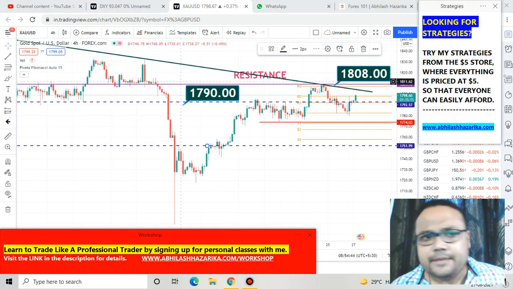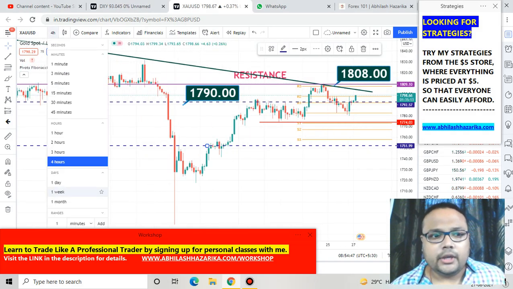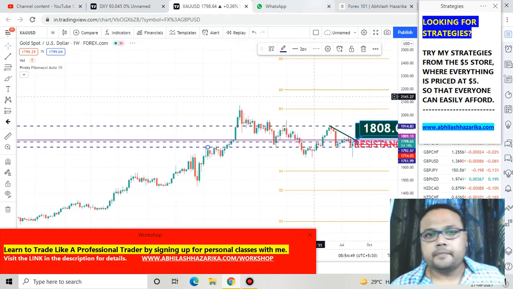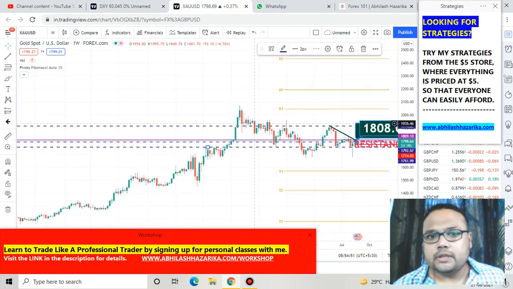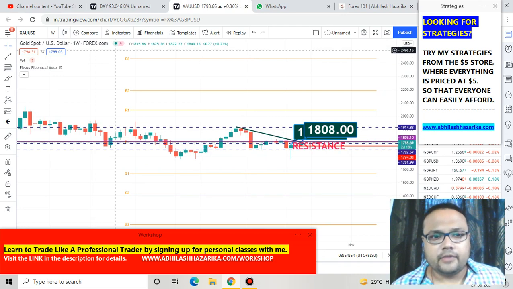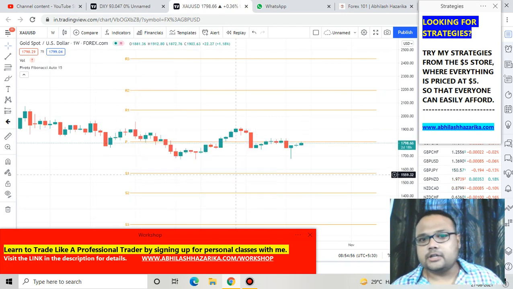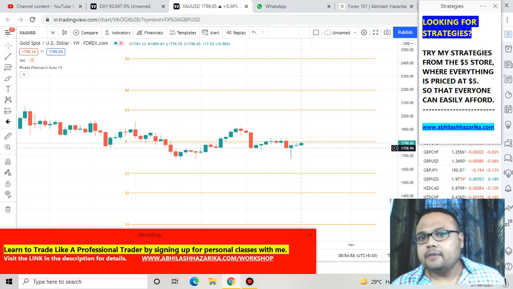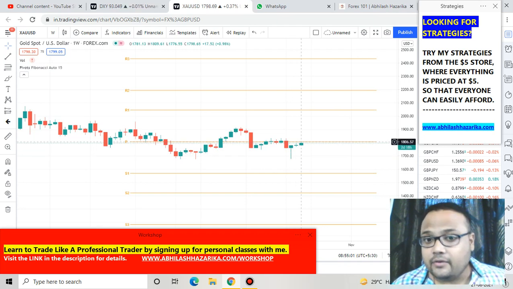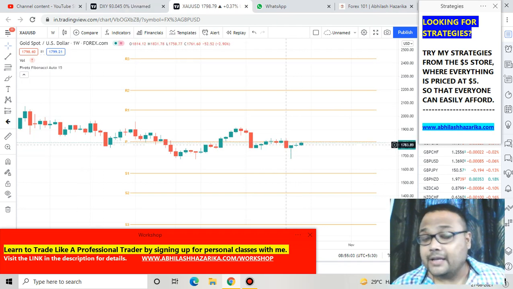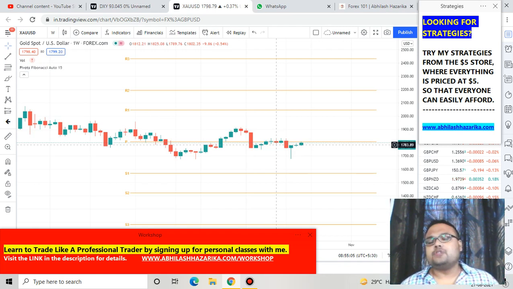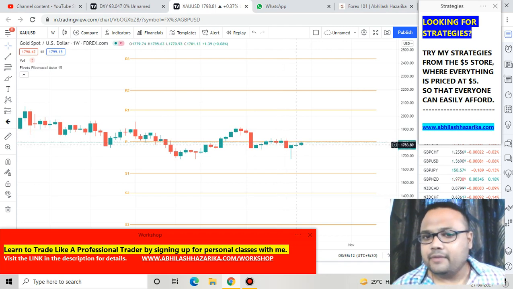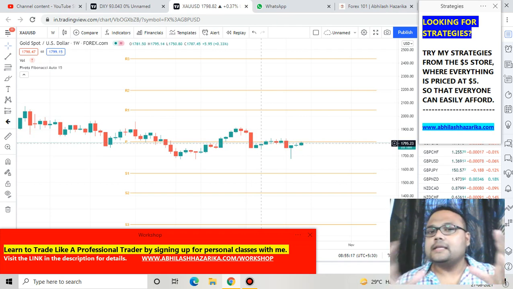To understand the importance of 1808 level, we need to go to the weekly chart. So this is the weekly chart of gold USD in front of us right now. Let me remove the drawings here so that you can understand the chart better. Here you can see that at 1808 level we have a resistance on the weekly chart, and as we all know, the weekly chart belongs to the institutional traders, the big players. Therefore the support and resistance levels from the weekly chart are very strong, and you can see that previously also the market tried to cross this level. The market was unable to do so.